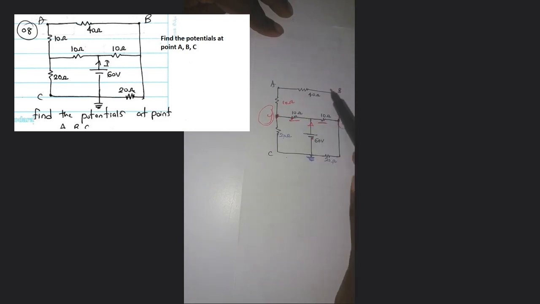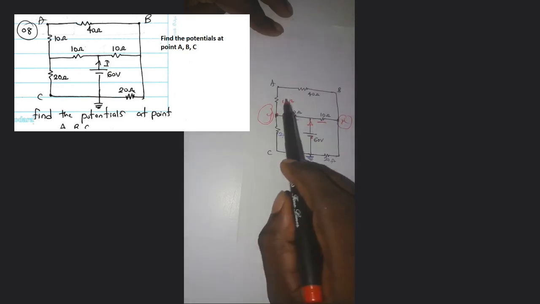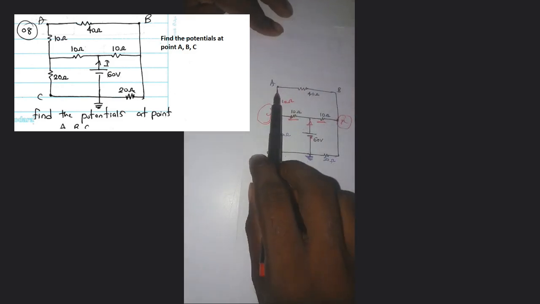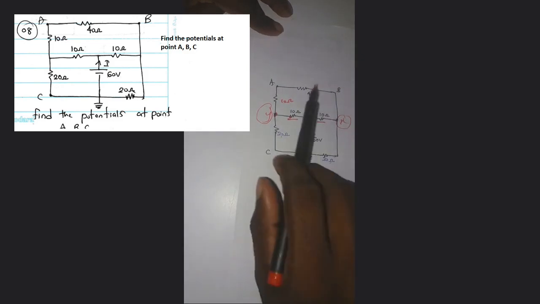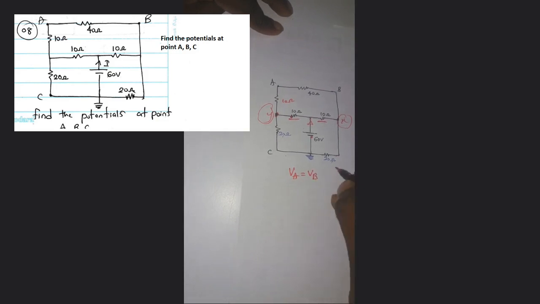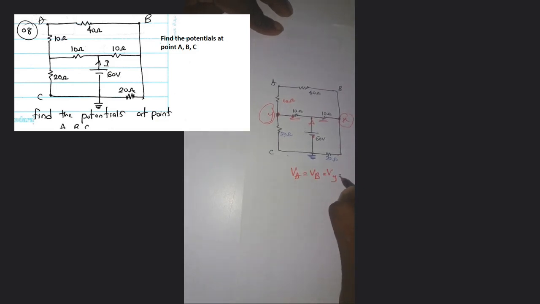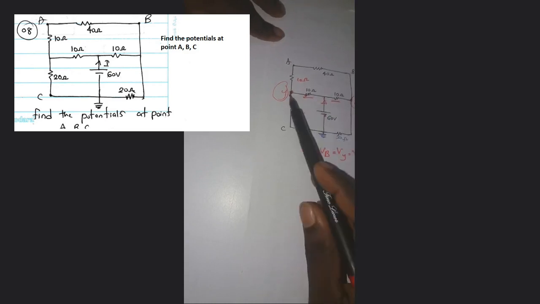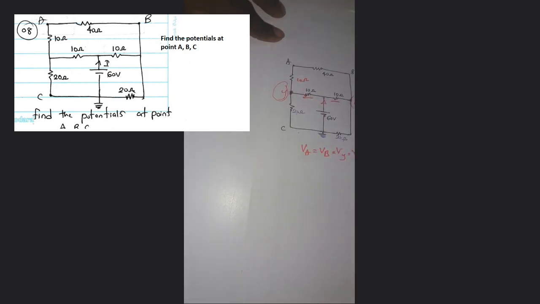So no current will flow through these 10 ohms and 40 ohms. So the potentials of A and B must be equal, and that value must be equal to Y and X. So VA is equal to VB, and then again Vy and Vx. So we need to find the potentials of X and Y, or whatever it is, Y or X. Let's find the values of potentials Vy and Vx.